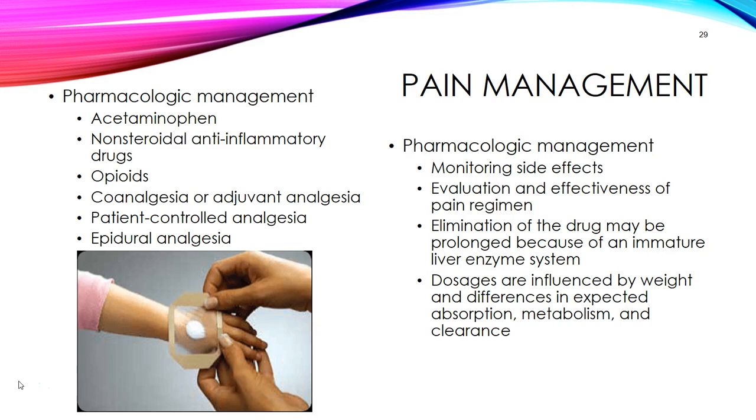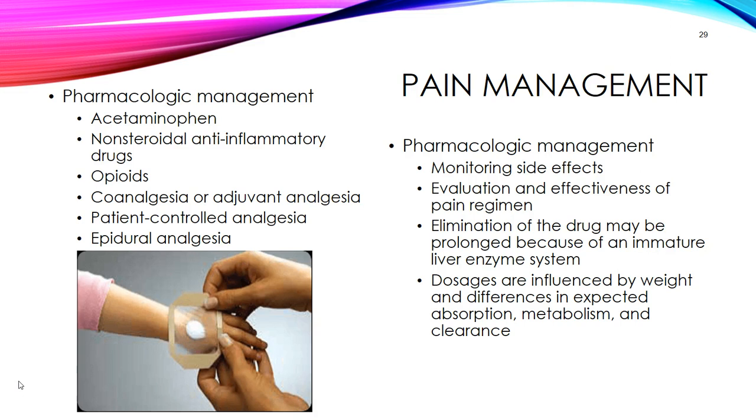Sometimes we use adjuvants or co-analgesia. This is where you use medications together to make those pain medications work better. For instance, Excedrin has acetaminophen and it has caffeine in it, because the caffeine acts as an adjuvant and actually increases the potential of the Tylenol working. So that's why they have that. Or people will often use anti-anxiety medications to help with that pain.